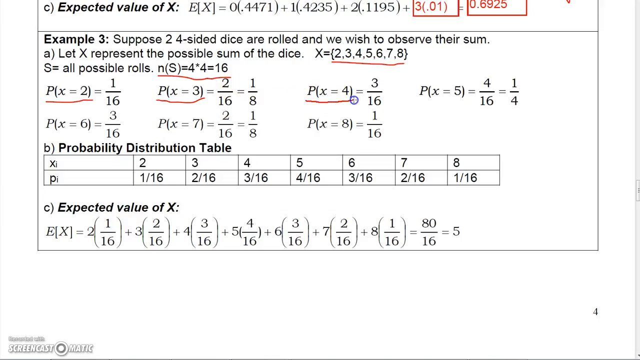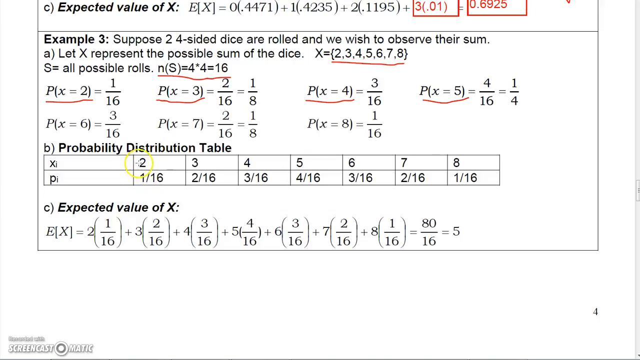A sum of 4, there's three ways that you can do that: 1, 3, 3, 1, or 2, 2. So that's 3 out of 16. A sum of 5, there's 4 ways that can happen: 1, 4, 4, 1, 3, 2, or 2, 3. And so forth, and you can do the rest of these. The probability of getting a sum of 6 is 3/16. Getting a sum of 7, the probability is 2/16. A sum of 8 is 1/16.